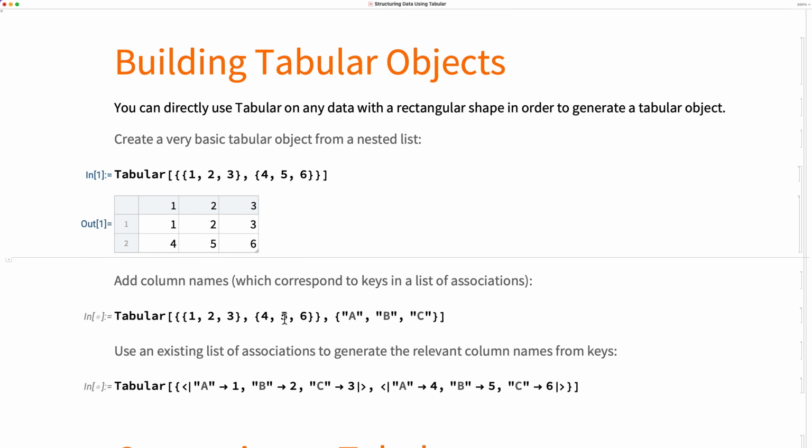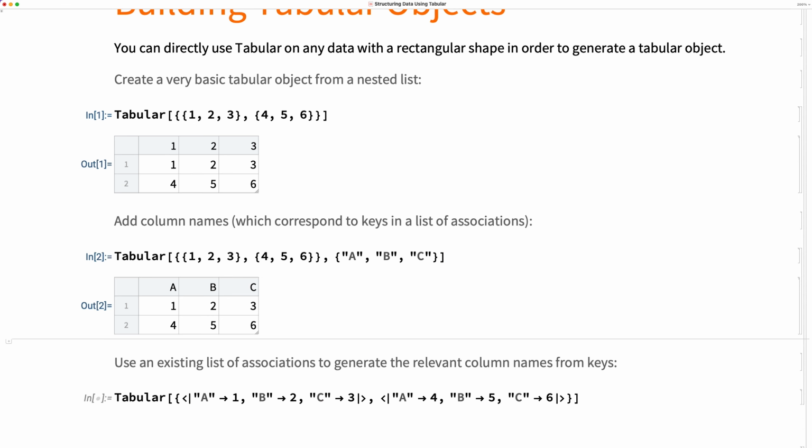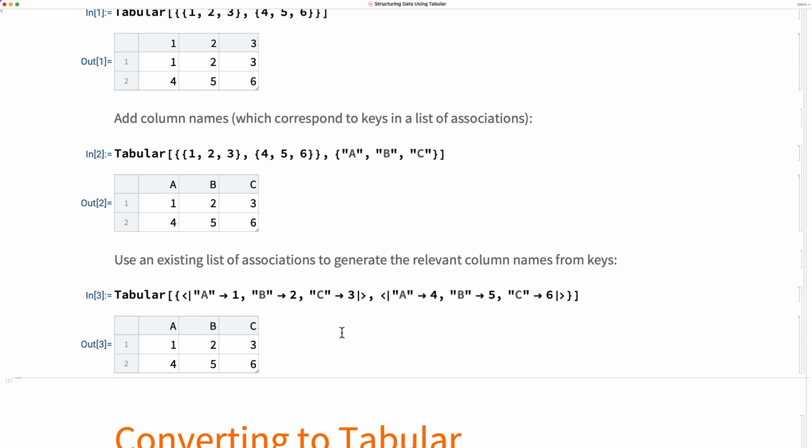If you want to add some labels, well, then after your nested list, you can see here there's one nested list, and then there's another list after, which is a list of the column names. And those are like the keys in a list of associations. So now we can see that the columns have been given names. And if you already have a list of associations, Tabular will happily accept that as well. And you can see it generates the same object.